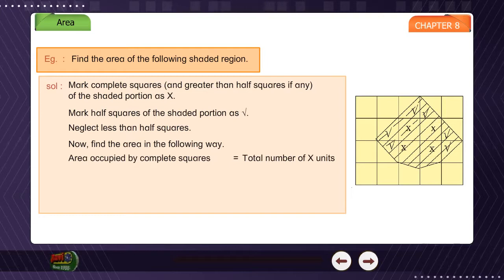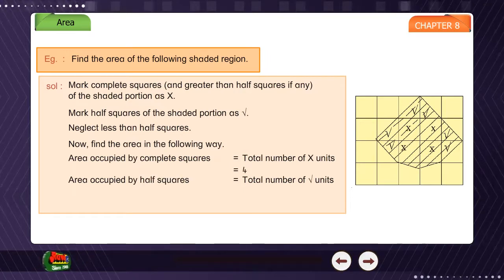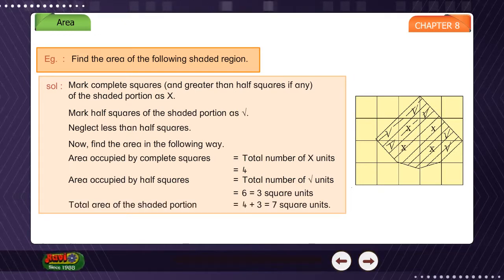Area occupied by complete squares is equal to total number of x units, which is equal to 4. Area occupied by half squares is equal to total number of under root units, which is 6, equal to 3 square units. Total area of the shaded portion is equal to 4 plus 3, which is equal to 7 square units.